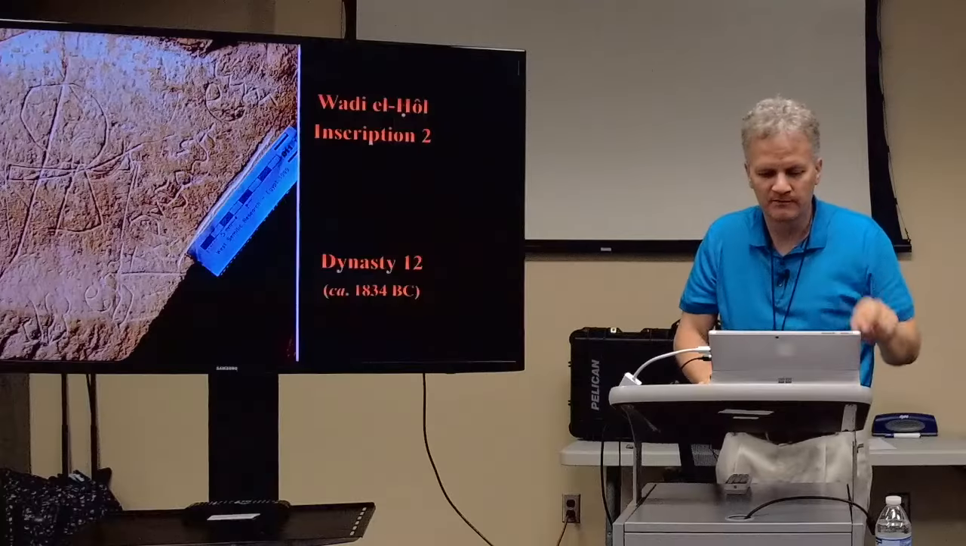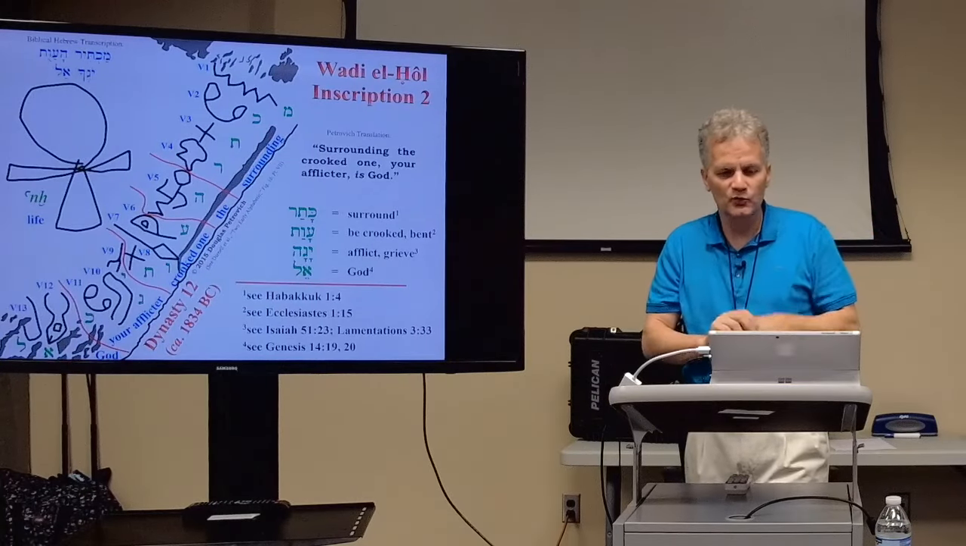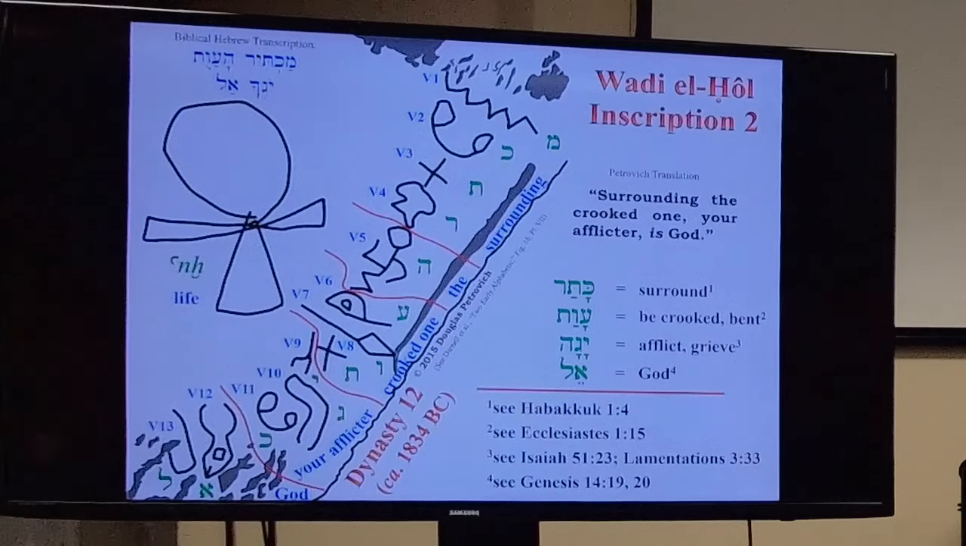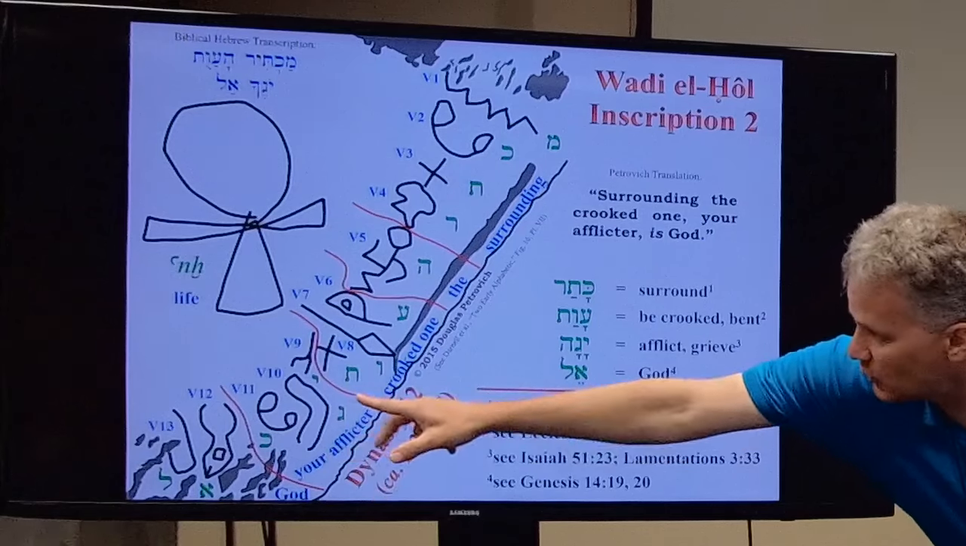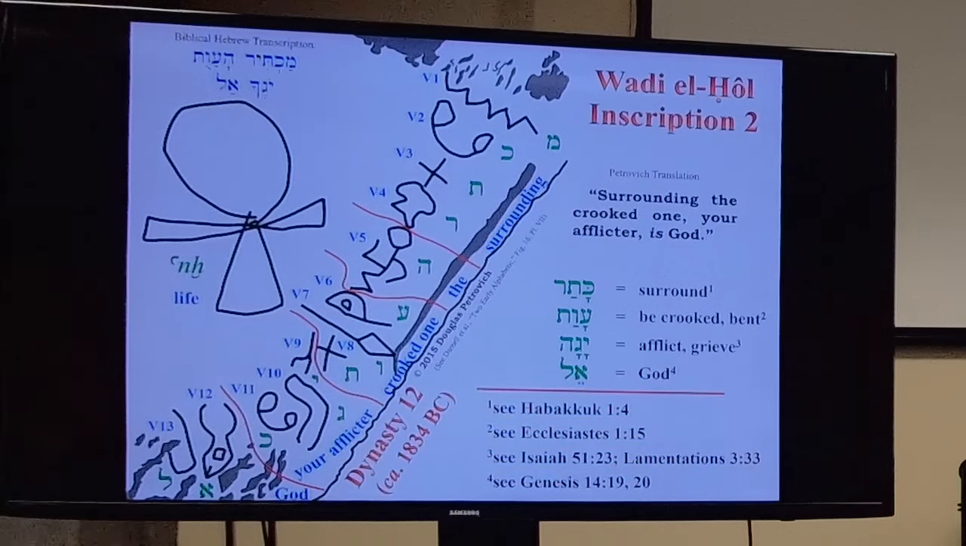And two of those inscriptions are in Proto-Consonantal Hebrew. And this one, Wadi al-Hol 2, reads like this: surrounding the crooked one, and this is the oldest Hebrew proverb now in the world. Surrounding the crooked one, your afflictor is God. And the word for God is right here, El. The very last two, V12 and V13. Those are the two consonants that give us El.